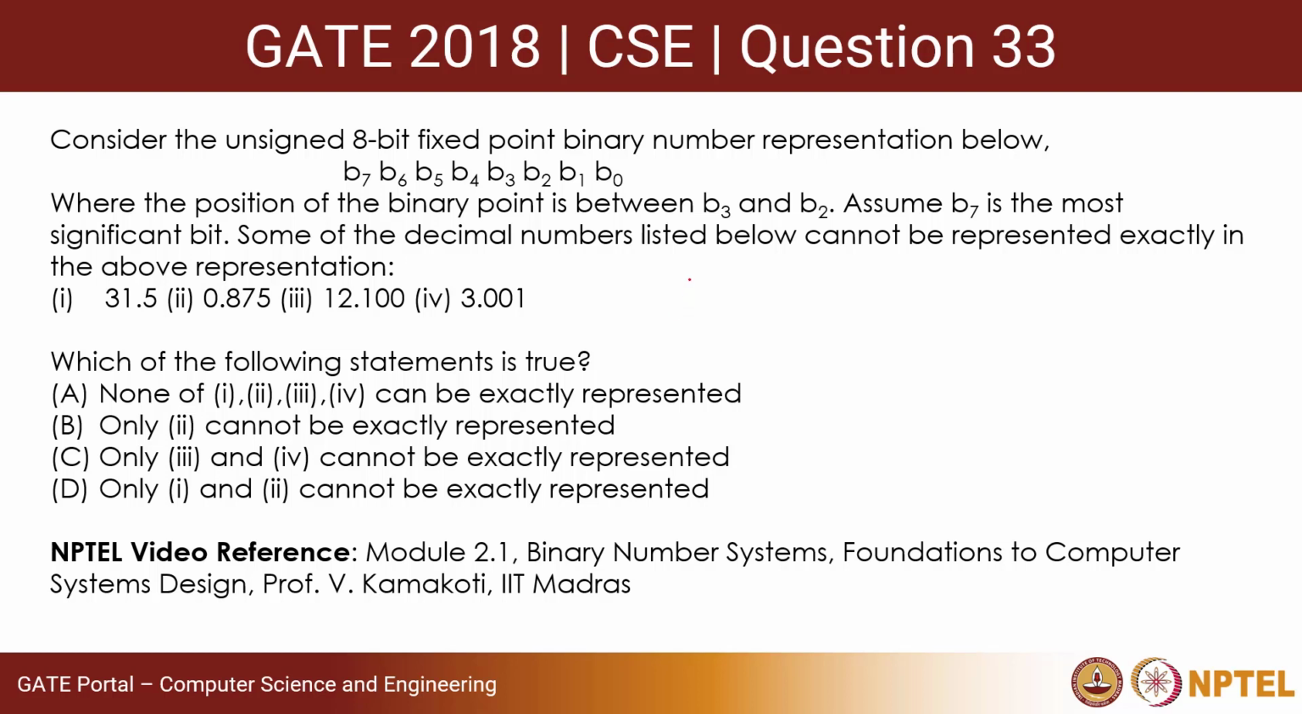Consider the unsigned 8-bit fixed point binary number representation below, B7, B6, B5, B4, B3, B2, B1, B0, where the position of the binary point is between B3 and B2. So the binary point is somewhere here. Assume B7 is the most significant bit.